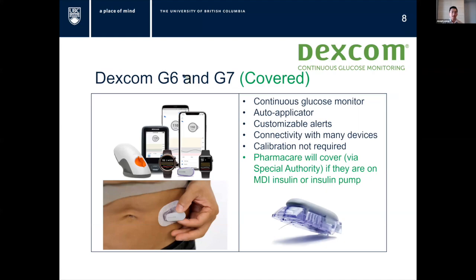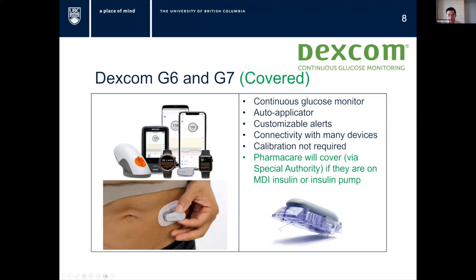So first off, Dexcom G6 and G7. This is the G6 here, and there can be connectivity with smartphone, smartwatches, and also this is the Dexcom receiver device here for individuals with a phone that is not compatible with Dexcom, for example. There is an auto applicator, so this is what it looks like here for the Dexcom G6 anyway. And there are customizable alerts. There's lots of connectivity. Calibration is not required, but you can calibrate with a capillary blood glucose if you'd like. And then Pharmacare will cover, as I mentioned in that last slide.